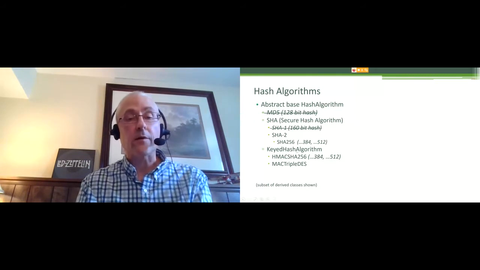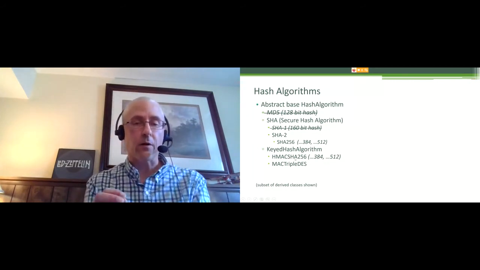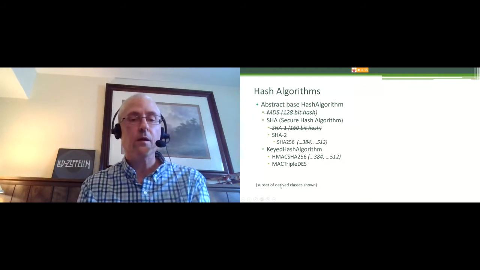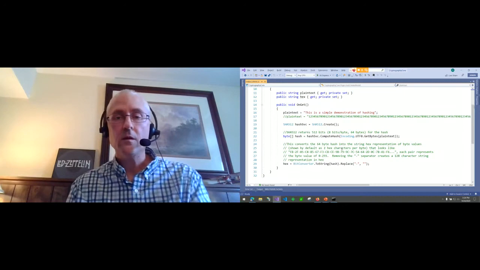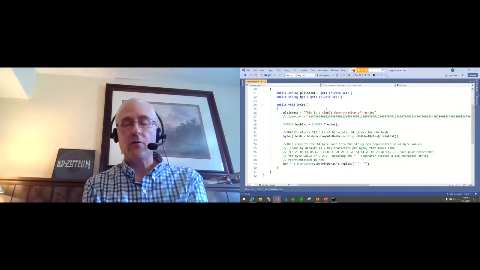I'm also going to talk about keyed hash algorithms. These not only take the data you want to hash, but also use a secret key, and we'll see why those are important. Again, this is just a subset of the classes that are available. So let's take a look at how some simple hashing might work. Again, this is .NET Core.